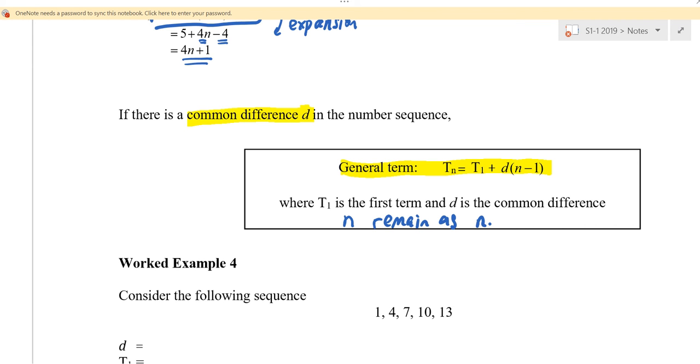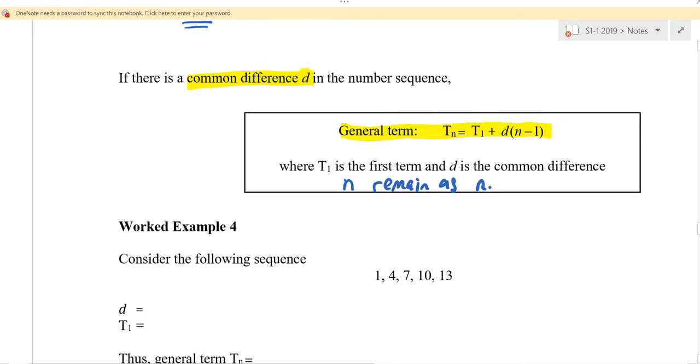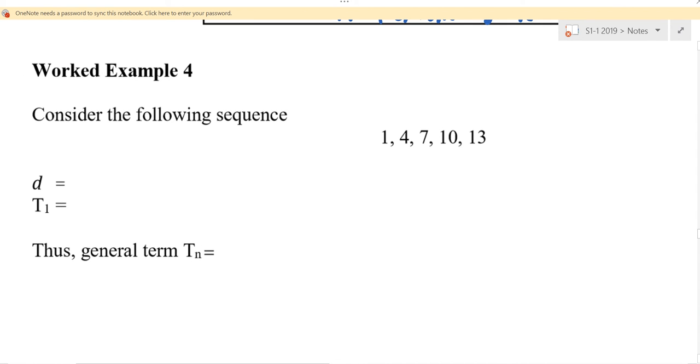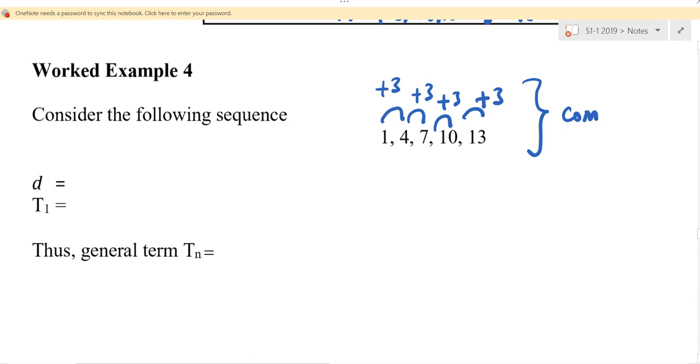Can you tell us, is there a common difference here? You didn't answer the question. Is there a common difference here? No. So what is the difference of the first one? Plus 3. Second one? Third one? Everyone is plus 3. So you can conclude what? There is a common difference. Now only when you have a common difference, you can then apply this.